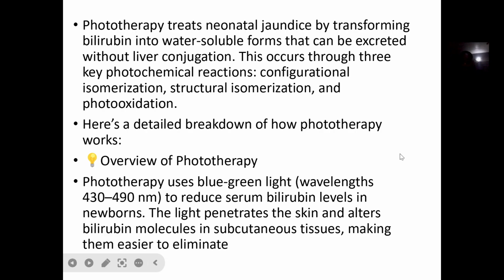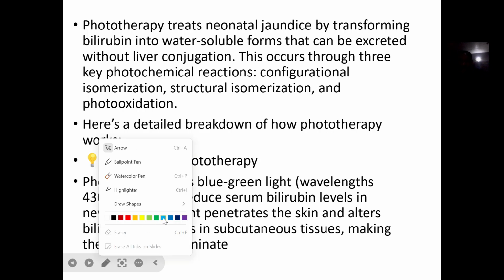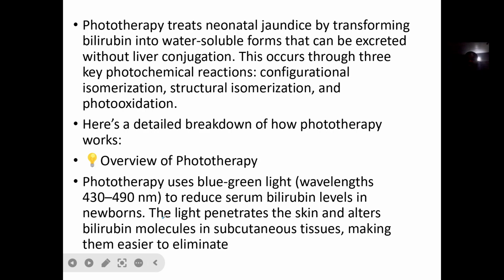Okay, so mainly here we're actually talking about neonatal jaundice. Do you understand? But the mechanism of how it treats neonatal jaundice should be similar to what is used in treating skin conditions. So it actually transforms the bilirubin into water soluble forms, so that bilirubin can now be put out of the body more efficiently.